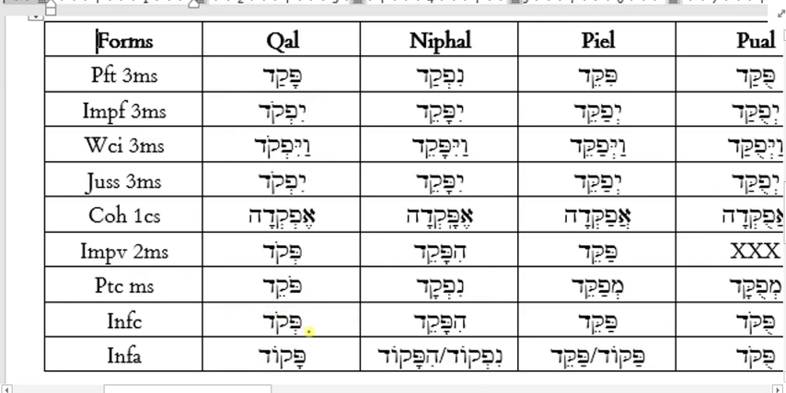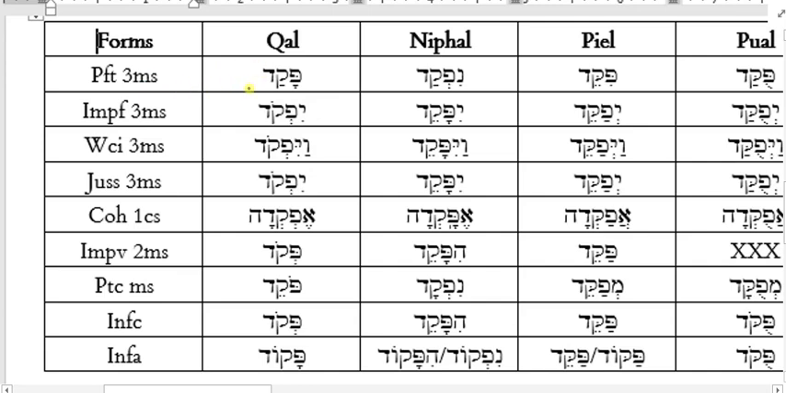The participle, pokad, is the masculine singular form. The imperative, pakod, is the 2MS form. The infinitive construct, pakod, and the infinitive absolute is pakod. What I've tried to do here is to give you, for all of these, the uninflected form as far as the back side of this goes.